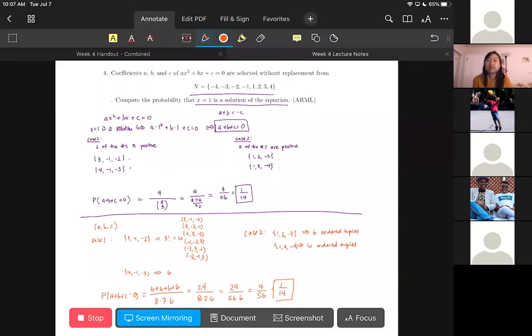But it's kind of funny because the question is: coefficients A, B, and C of ax squared plus bx plus c equals 0 are selected without replacement from the set N. Compute the... okay, it's okay. I see my mistake. It's okay. My bad. Oh, okay. All right.